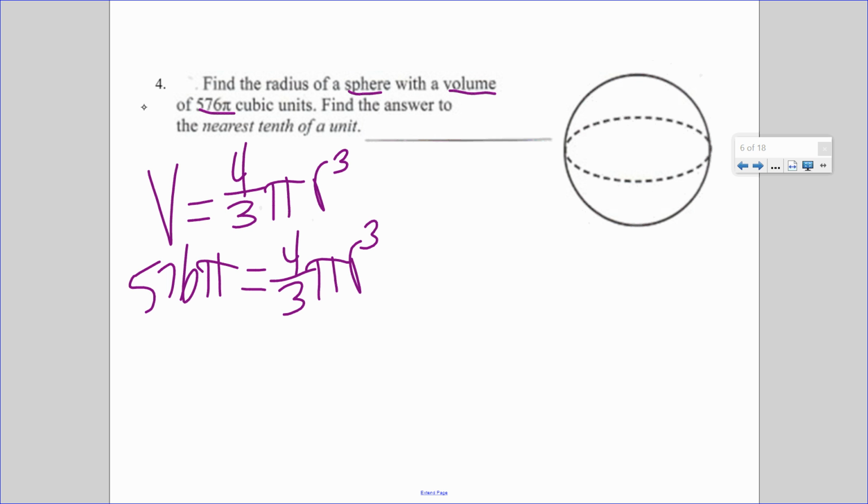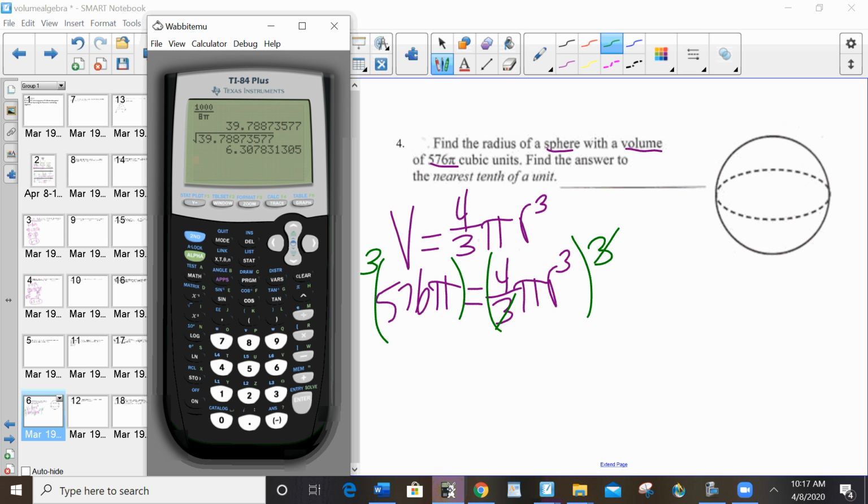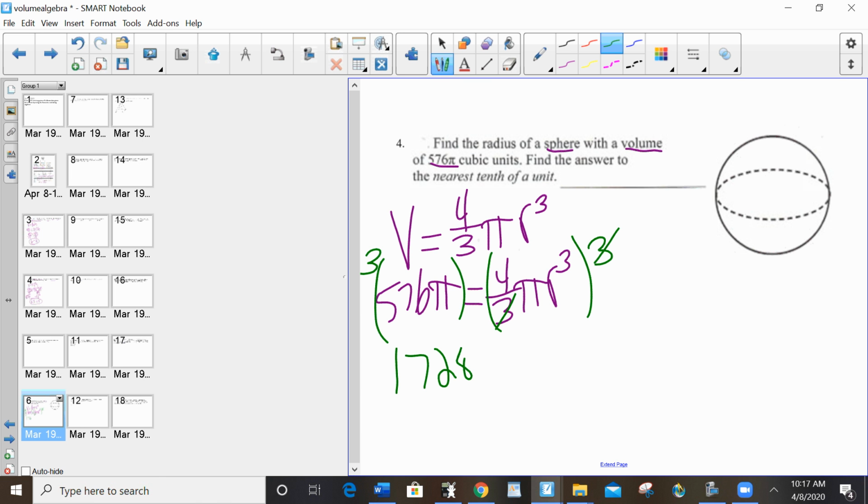First off, to get rid of fractions, you learned back in algebra. I don't like this 4/3, so I multiply by the LCD, the least common denominator, which is 3. So 3 times 576, I can use my calculator, is 1728. So it's 1728 pi equals 4 pi r cubed. So that's an algebra thing. To get rid of fractions, I multiply by the least common denominator. If there is only one denominator, that's your least common denominator.